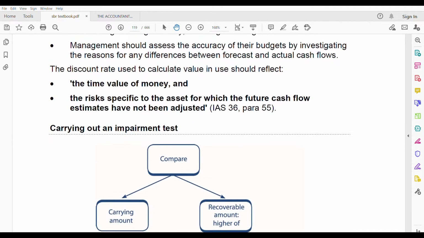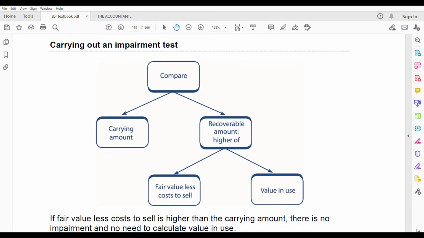Okay. Now carrying out an impairment test. So you need to compare two things here. Everything is explained in this. You understand this, you understood impairment. You compare the carrying amount and the recoverable amount. Recoverable amount you need to calculate as the higher of fair value less cost to sell or value in use. Okay. Whichever is highest, that is the recoverable amount. So let's say here the higher amount is fair value less cost to sell. So then here it will be carrying amount minus fair value less cost to sell, which will be an impairment loss.